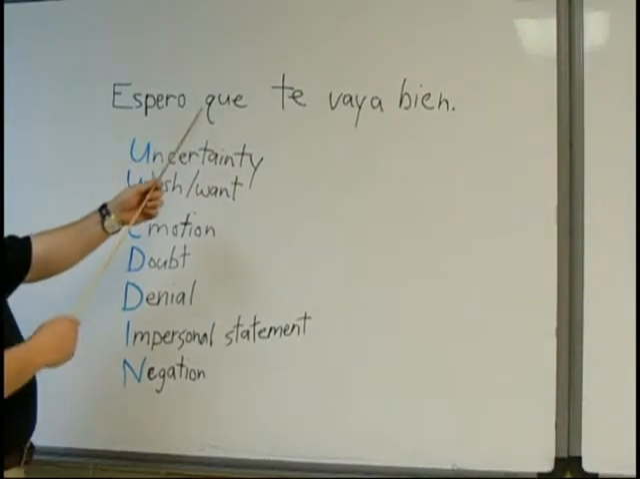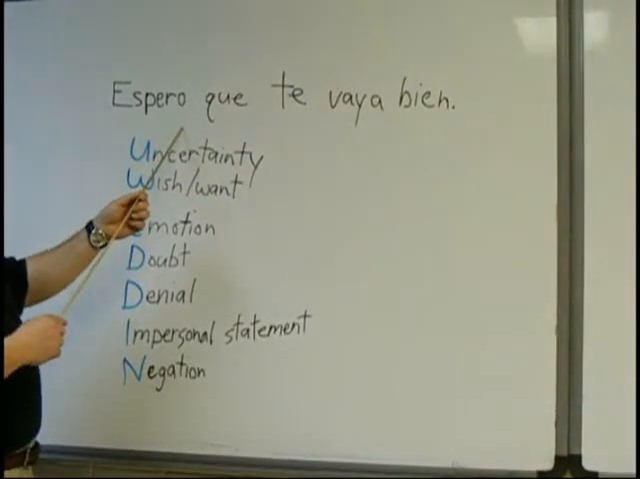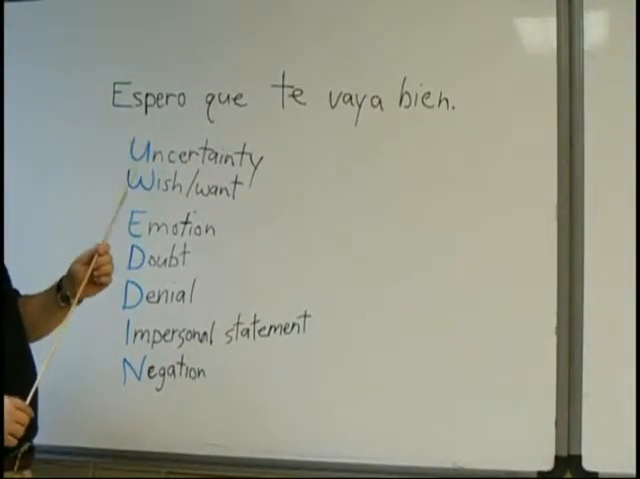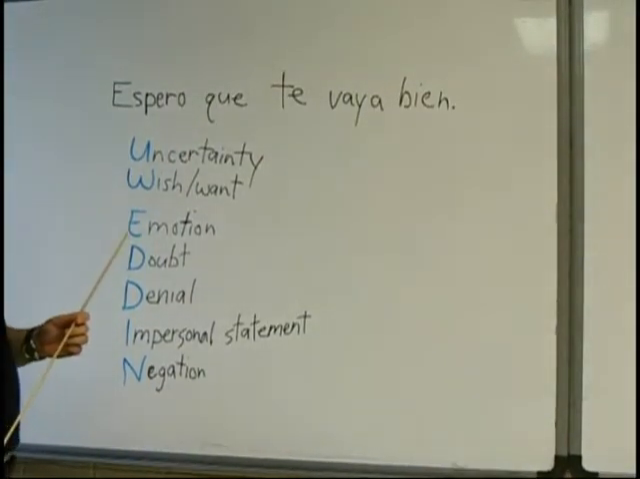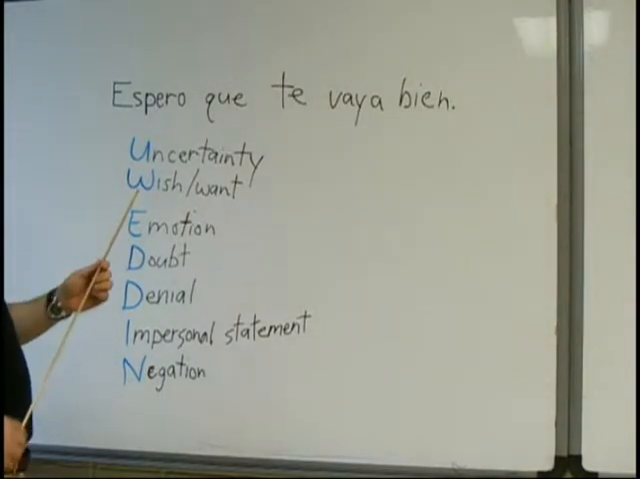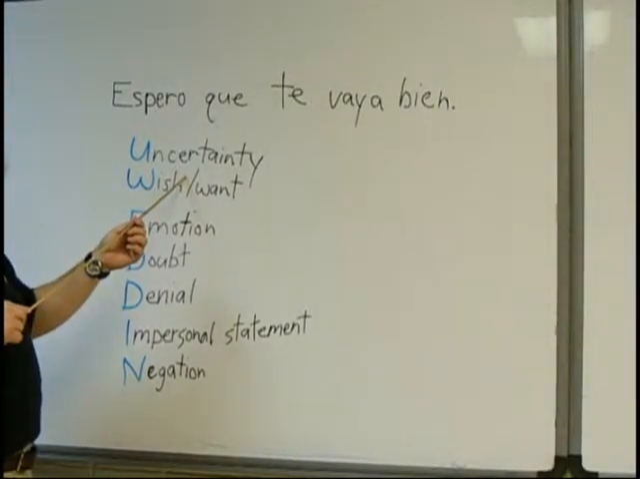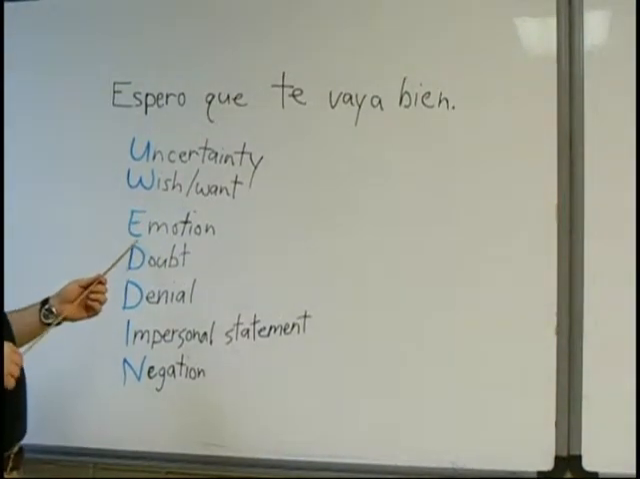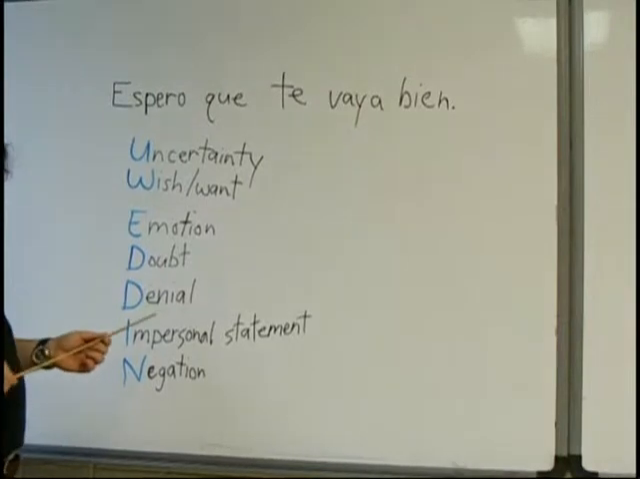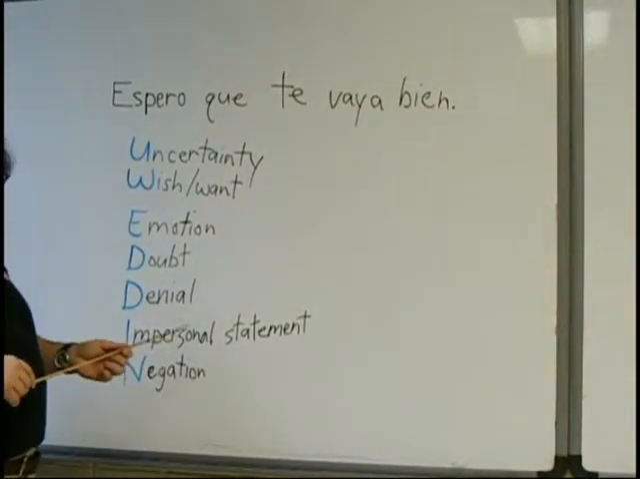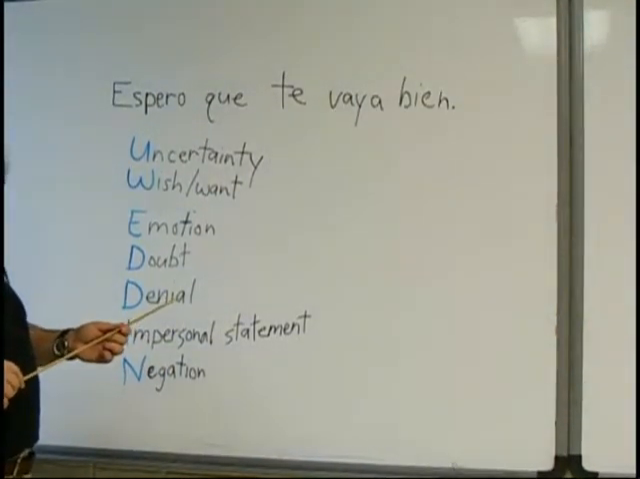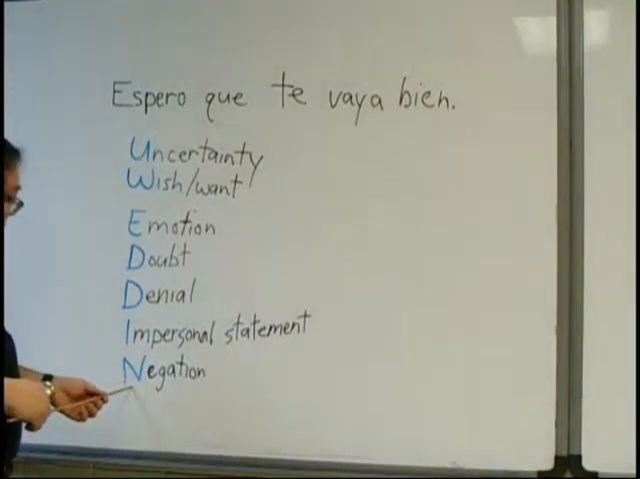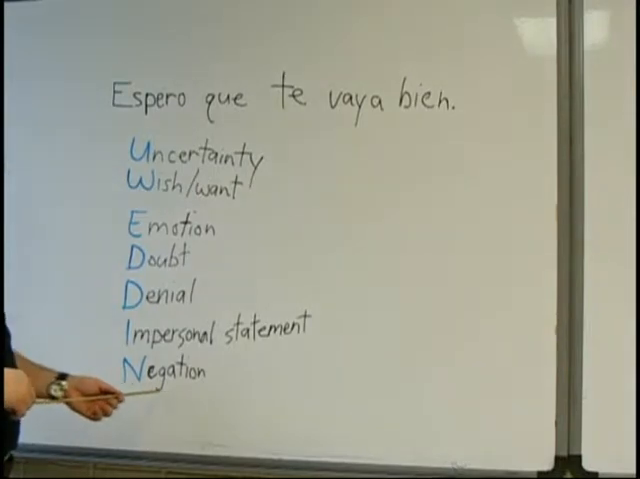You start with a verb that expresses, in this case, hope. And this verb is going to fall into a group of categories. Here underneath that sentence, I have this group of categories that the verb will fall into. The verb will be something that expresses uncertainty, or maybe wishing and wanting, what you want someone to do. It might express emotion, doubt, or denial. Or it might express some impersonal statement like, "It's important that you brush your teeth 4 times a day," or whatever. And then this last category, the N, is for negation.